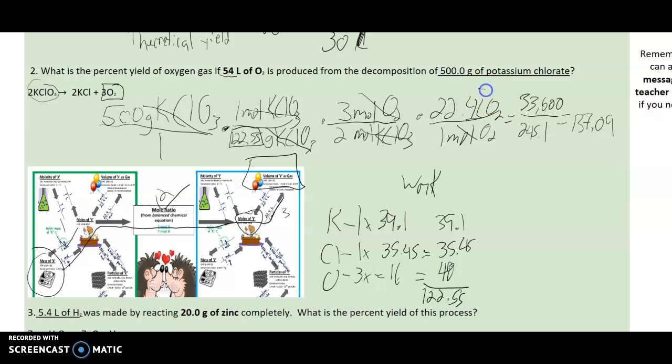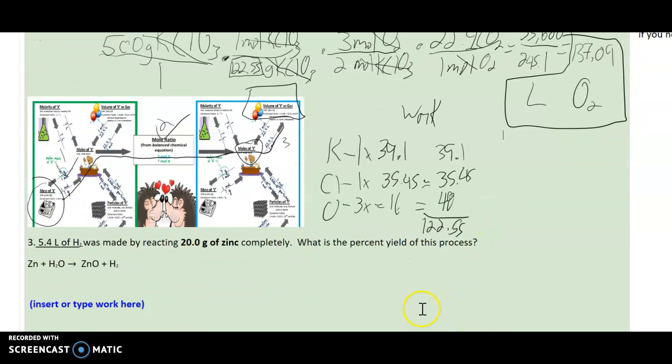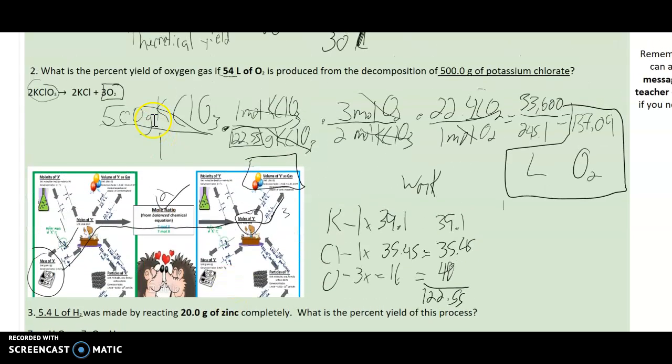What's my final unit? Liters of O2. So here, this is my theoretical yield. This is what I should have gotten if I did everything perfectly. I only got 54 in actuality, but this is what I should have gotten if I did everything perfectly.